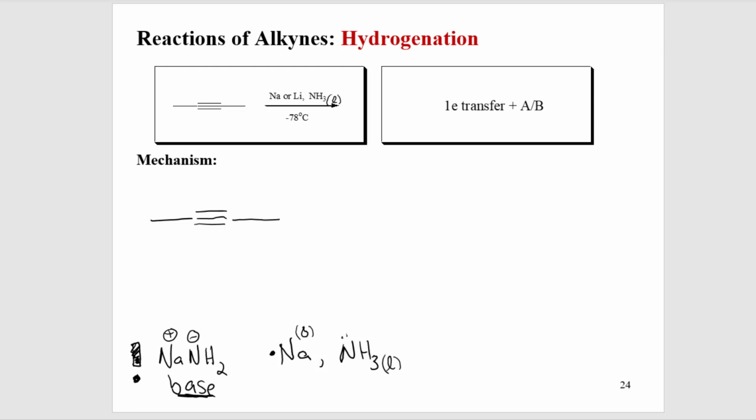So just pay attention. I get a lot of students who look very quickly and they get confused between these two very different scenarios. We used NaNH2 to deprotonate terminal alkynes as a strong base. We're going to use NaNH3 as a system to do 1 electron transfer, ultimately getting us to a trans double bond. Whoa, how is this going to happen? Well, I write it down as a 1 electron transfer. We're dumping in sodium metal. This is elemental sodium. It's got 1 valence electron.